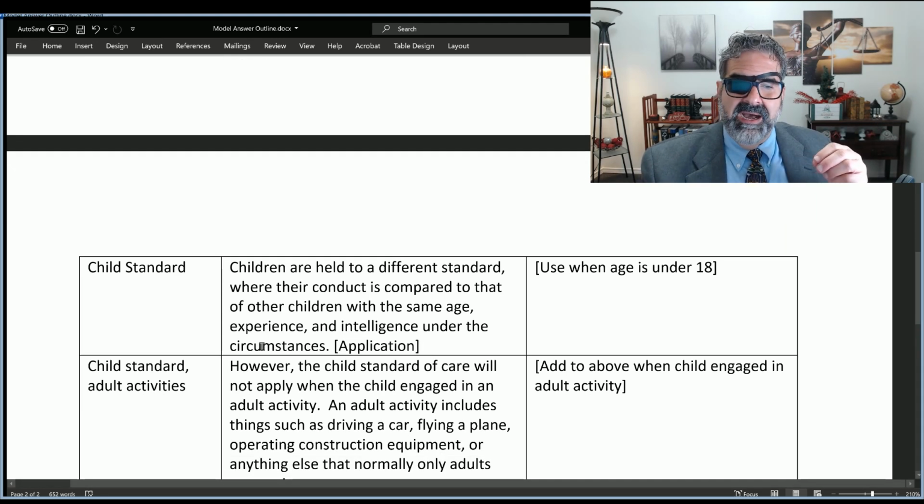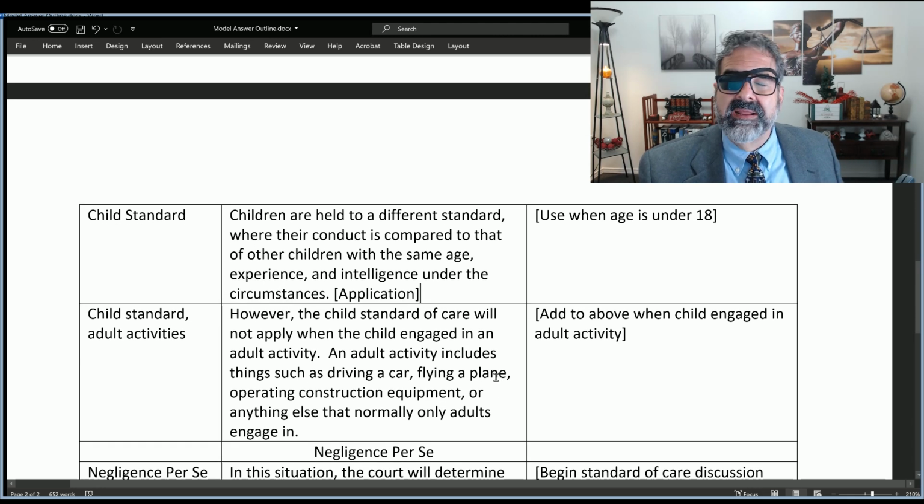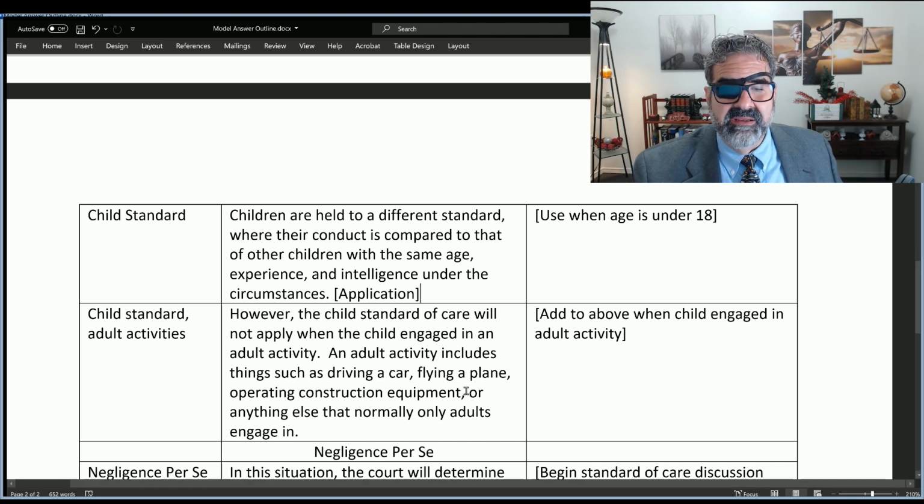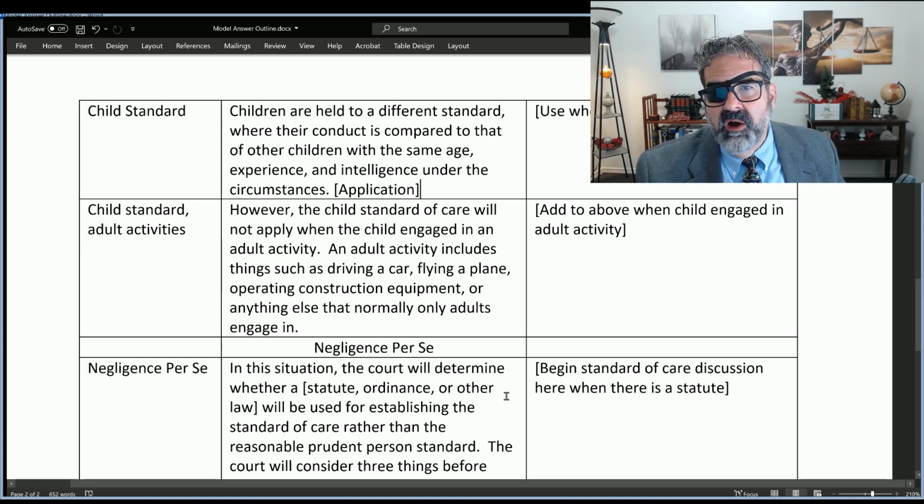Then we see another option. What if you're being tested on a child engaged in an adult activity? Well, then we have some stock language ready to go. However, the child standard of care will not apply when the child engaged in an adult activity. An adult activity includes things such as driving a car, flying a plane, operating construction equipment, or anything else that normally only adults do. And then any other options that might apply. So let's say you're dealing with the land trespasser rules. Well, then I would have a separate paragraph for trespassers. People who are legally on the land in common areas, all those various rules you learned in torts.